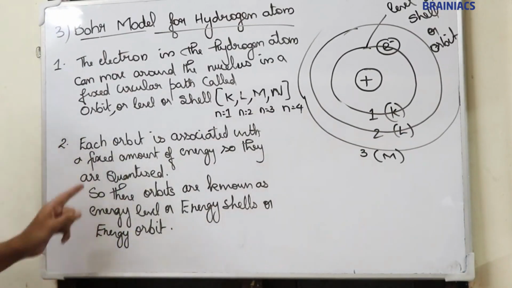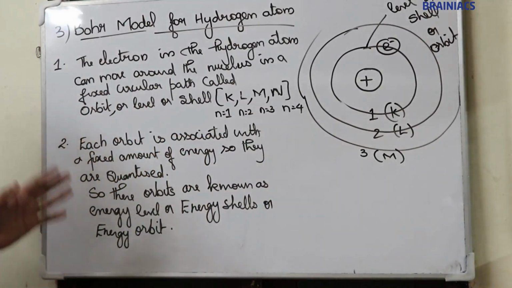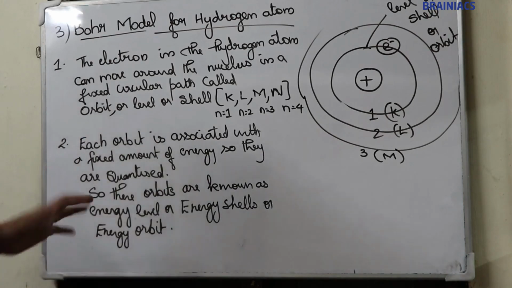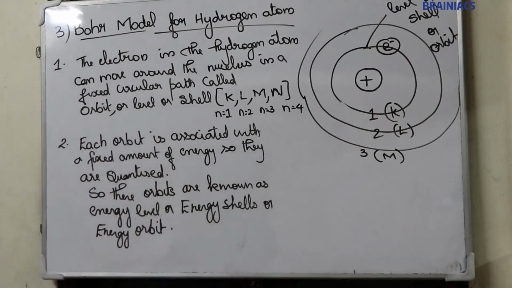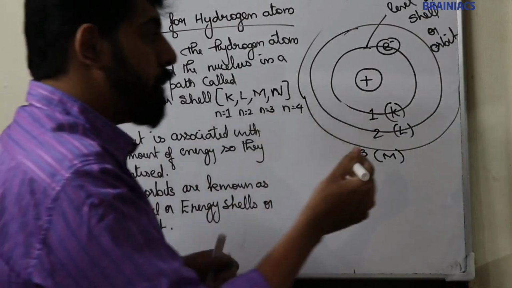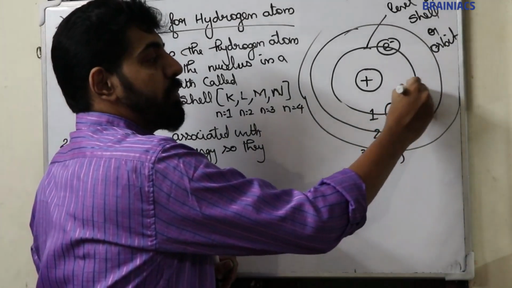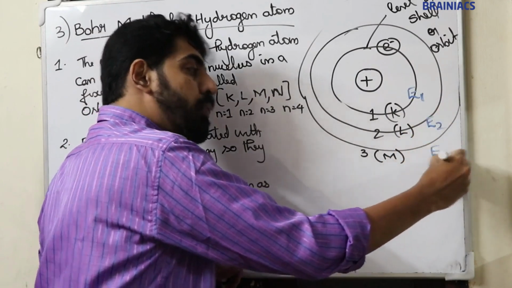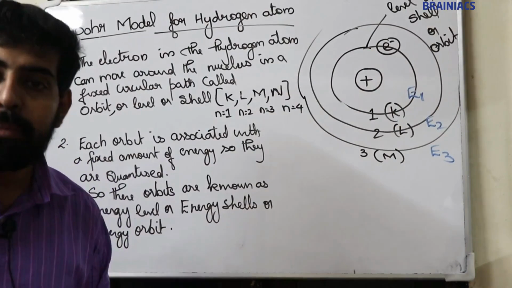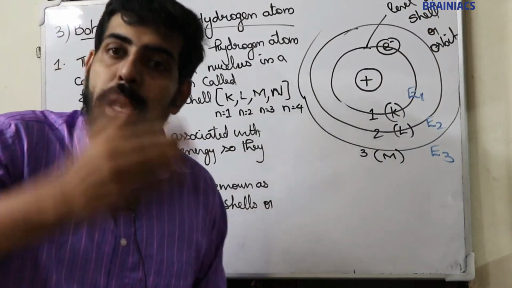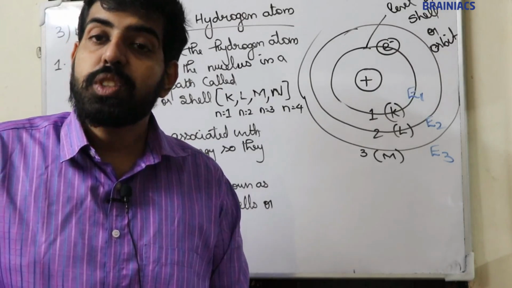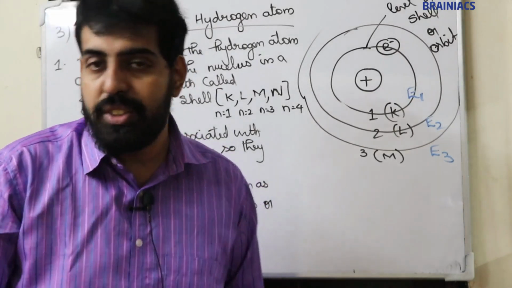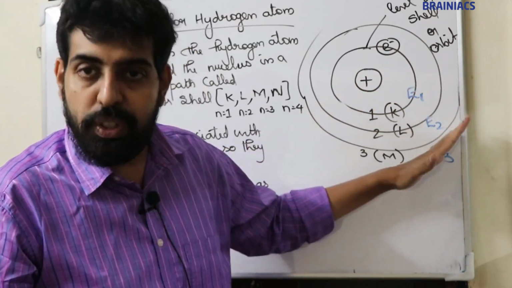Second postulate: each orbit is associated with a fixed amount of energy. So they are quantized. Actually, each orbit has a definite amount of energy. For example, the energy of the first orbit is E1, but the energy of the second orbit is different, it is E2. The energy of the third orbit is different, E3. Each orbit has a definite amount of energy. So we can call them quantized. Quantized means each has definite energy.